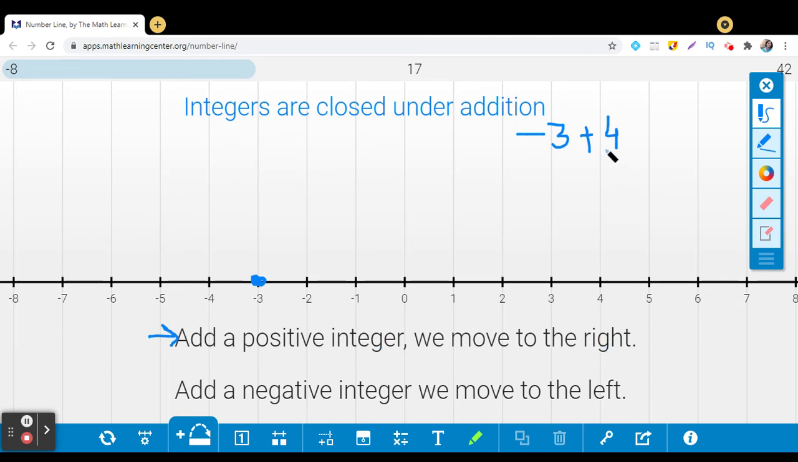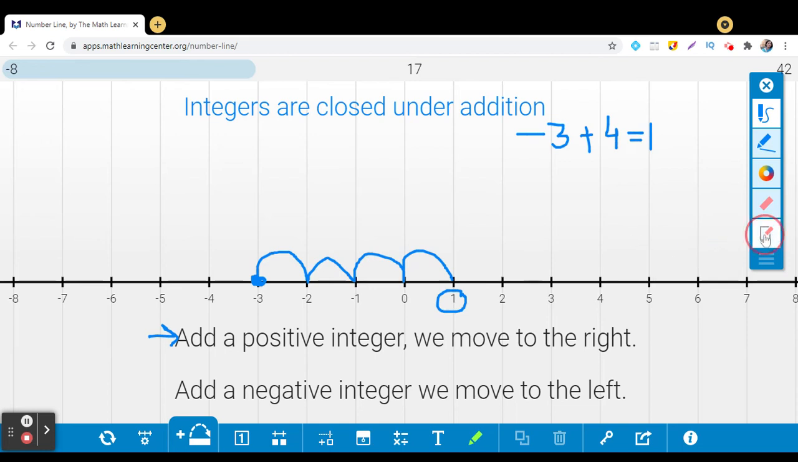So how many steps do we need to move now? 4 steps to the right of minus 3. So 1, this is 2, this is 3, and this is 4. So the answer to the question is minus 3 plus 4 equals 1.